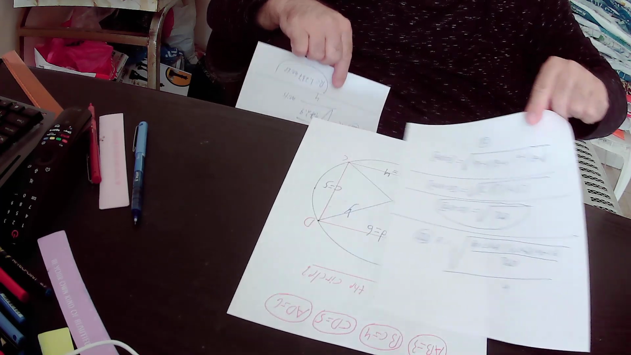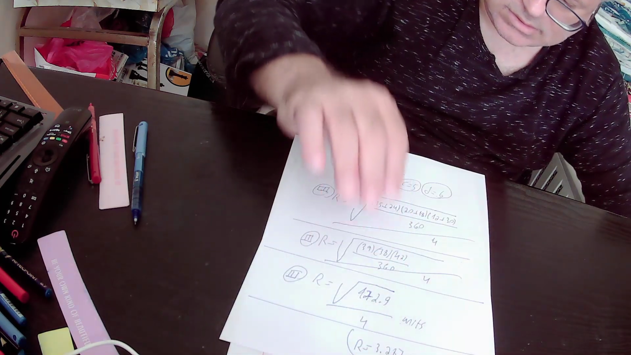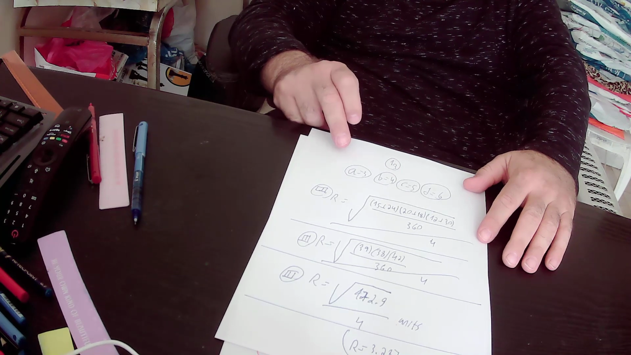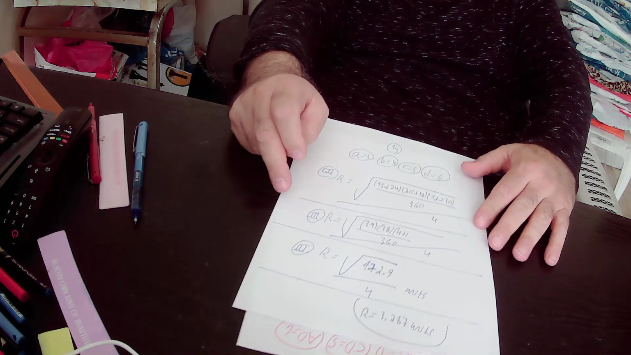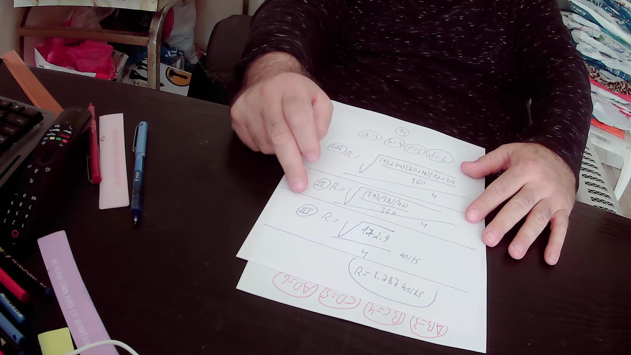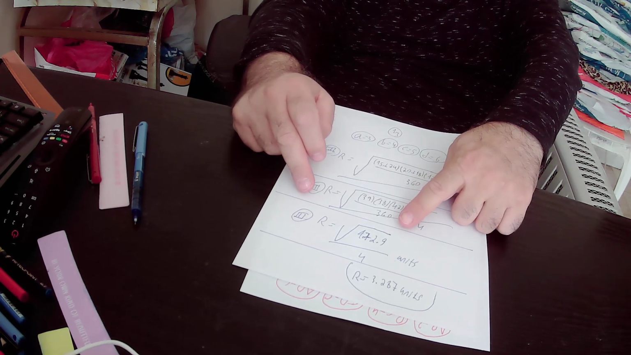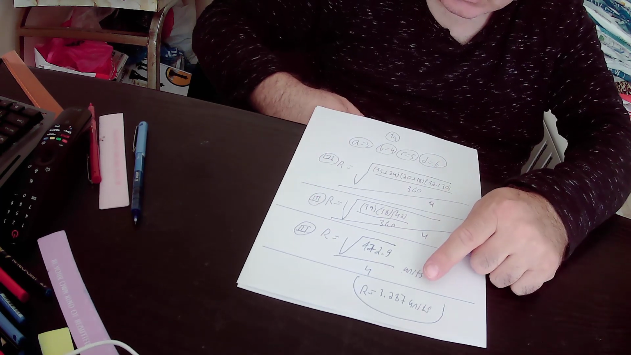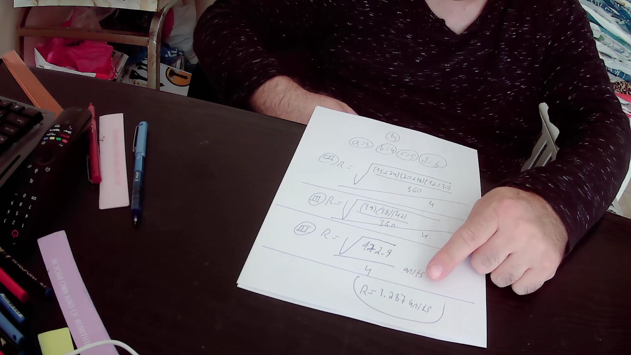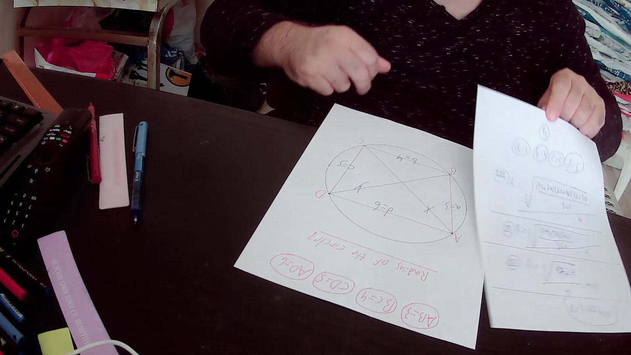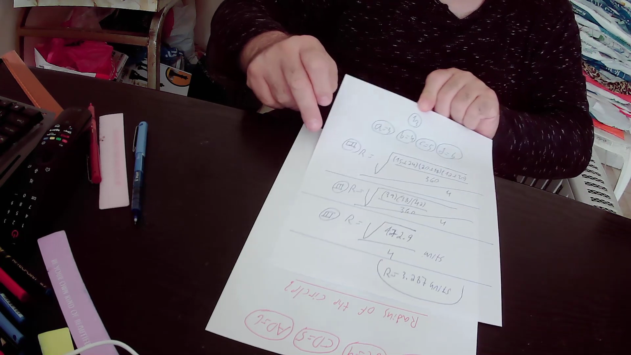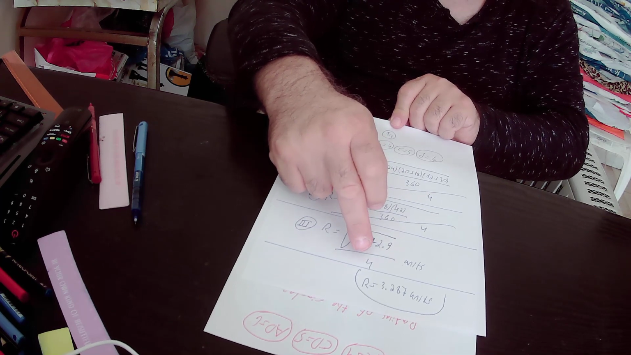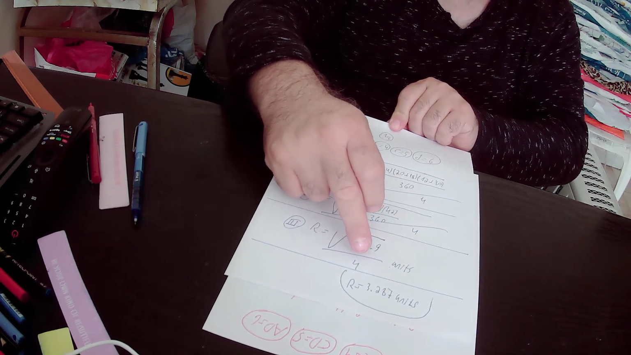We put the data inside equation number 3, and we got that the radius of the circle that we are looking for equals either the root of 172.9 over 4 units, or in terms of numbers, 3.287 units. I will repeat again: the radius of this circle equals either the root of 172.9 over 4 units, or in terms of numbers, 3.287 units.